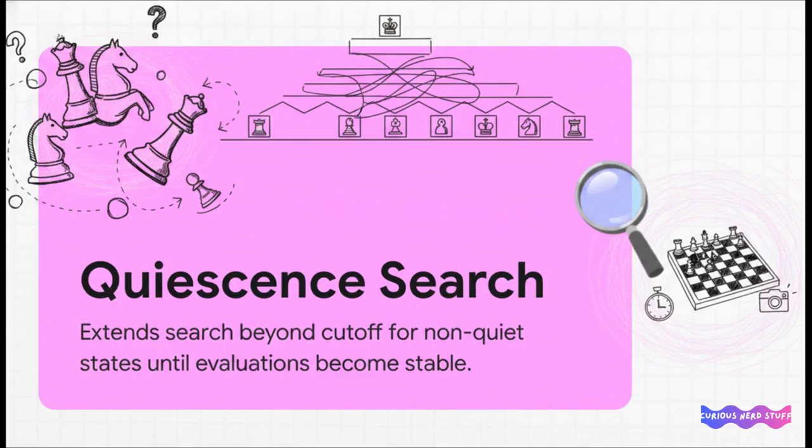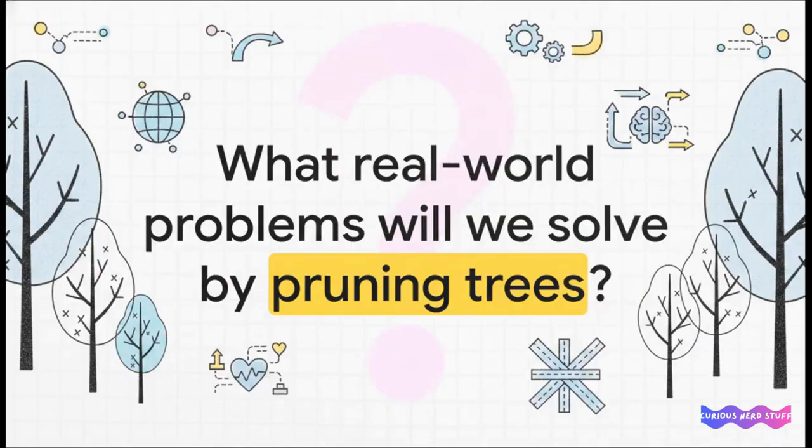This beautifully prevents the AI from being fooled by a stalling sacrifice or some mid-capture illusion. Which brings us all the way back to the big picture here. As AI algorithms become faster and faster, what incredible real-world problems will be solved by pruning our everyday decision trees? We've spent this explainer looking at game trees, from the strict mathematical cuts of alpha-beta pruning to the lightning-fast estimations of heuristic evaluations. But think about it.